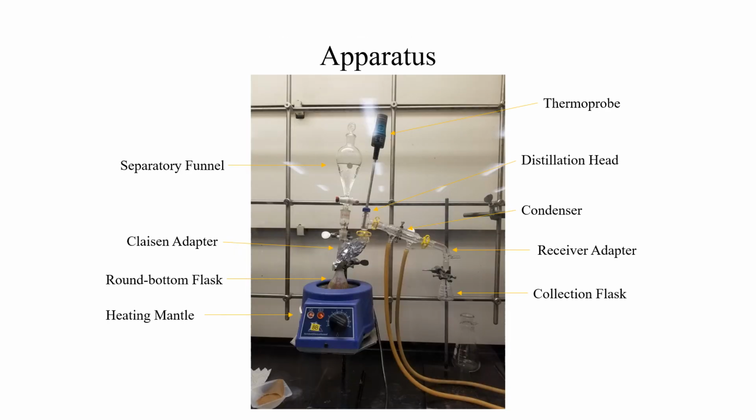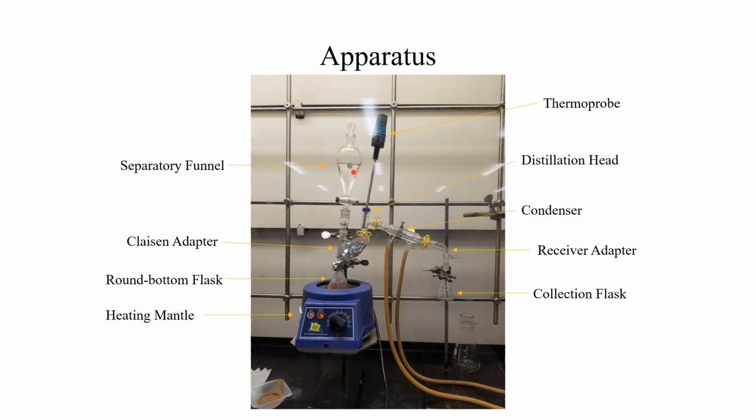Now, what we're looking at here is the apparatus for steam distillation, and we're going to go over everything here. At the bottom here is our heating mantle, and this is what's going to be actually heating up our flask that contains our mixture, basically our heat source. Our round bottom flask is what's going to be containing our mixture, our cloves, and the water. It's what's going to be directly heated, and it's where the vapor is initially going to be produced from, and then it's going to go up into our Claisen adapter.